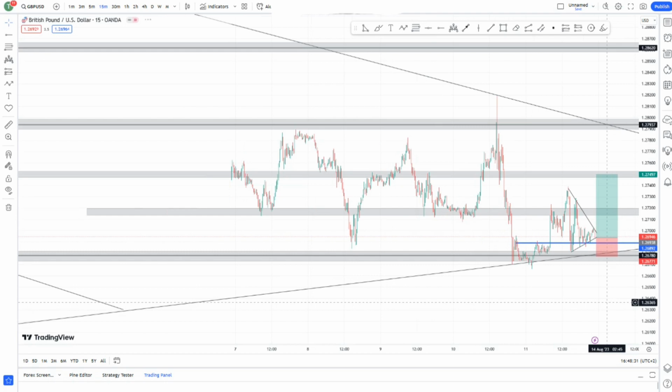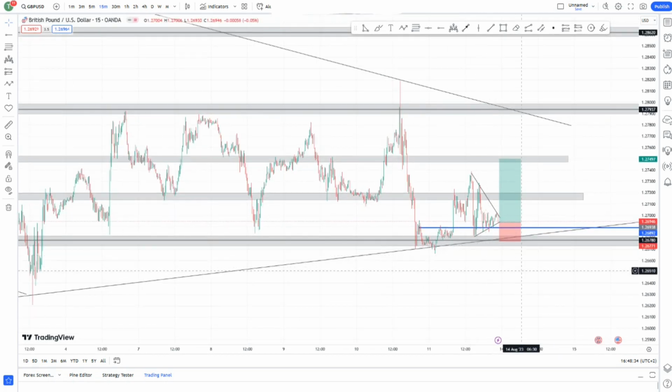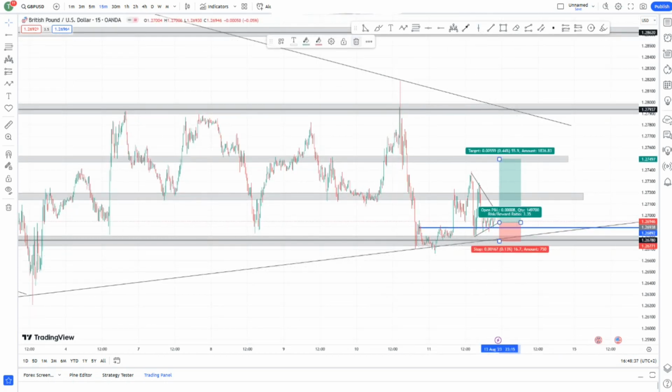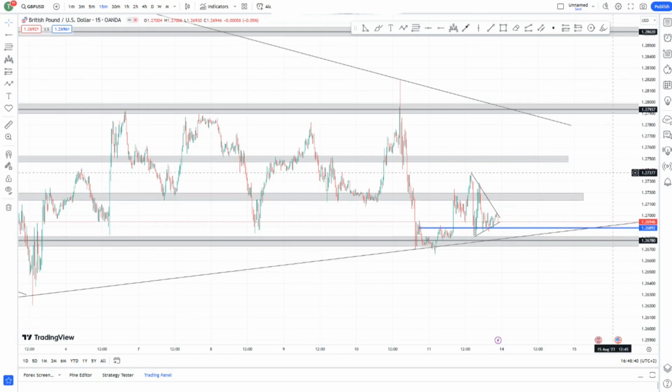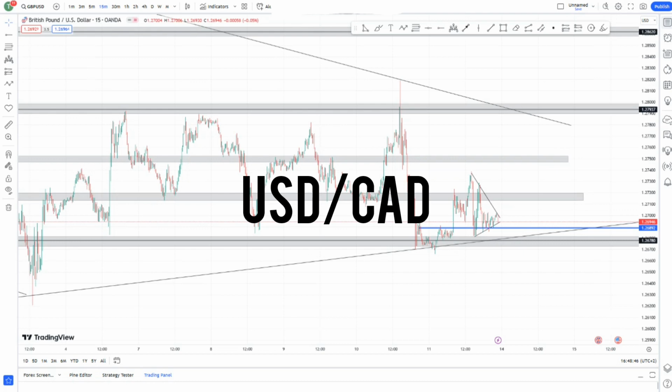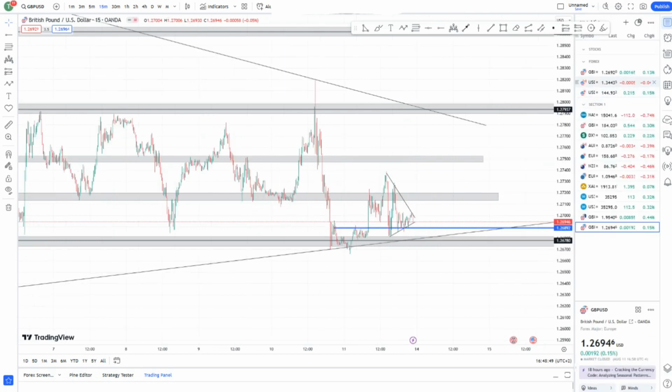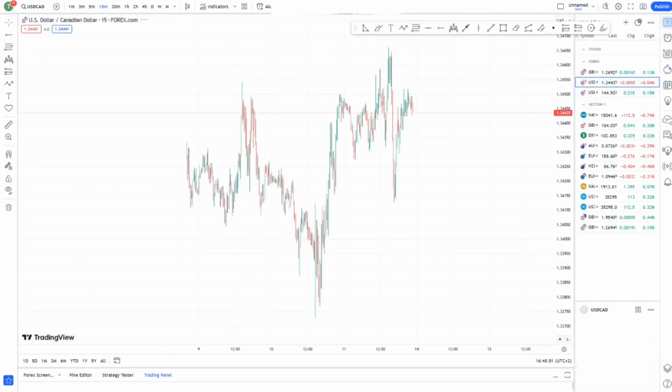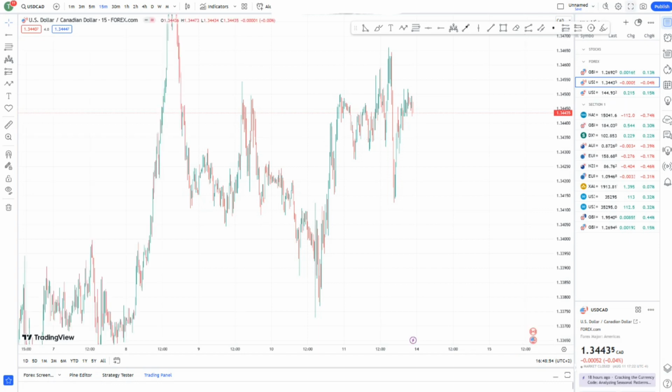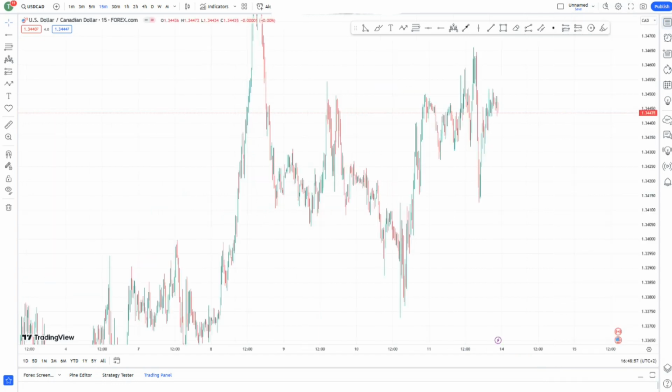Yeah, this is my analysis on GBPUSD. This is what I'm going to be doing this upcoming week. So let's move on to the next currency pair, which is USDCAD. On to USDCAD. Okay, USDCAD.